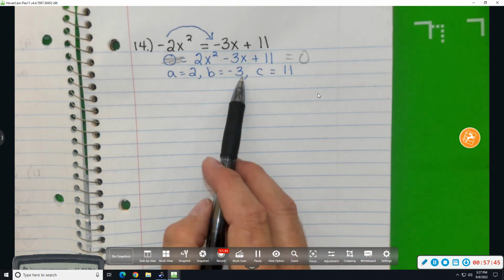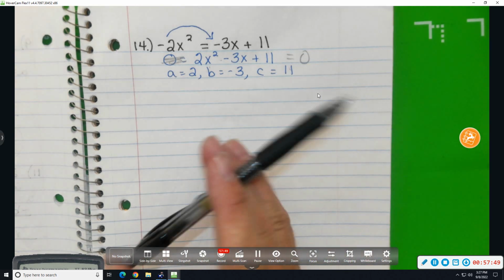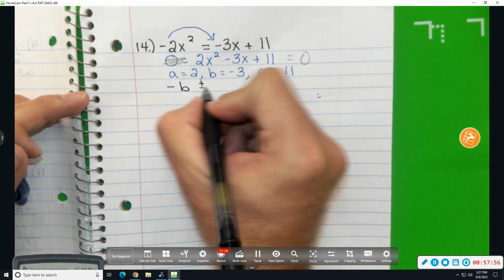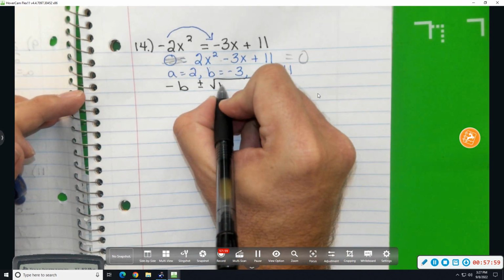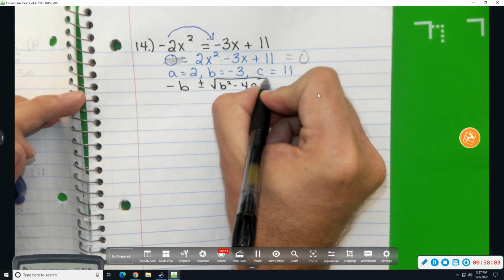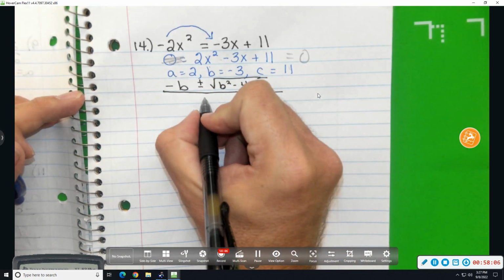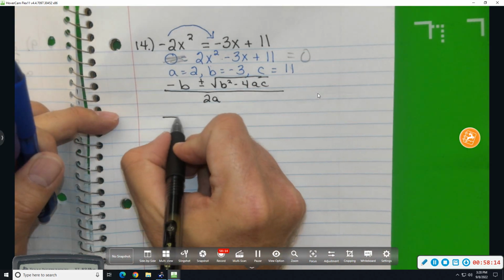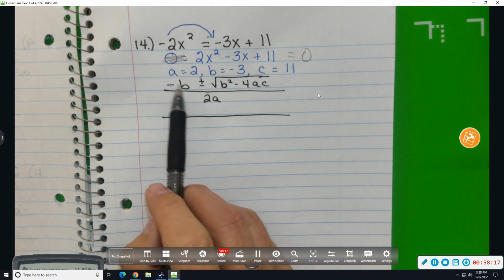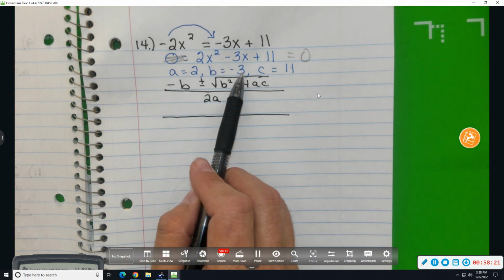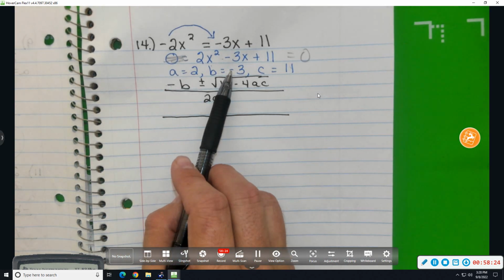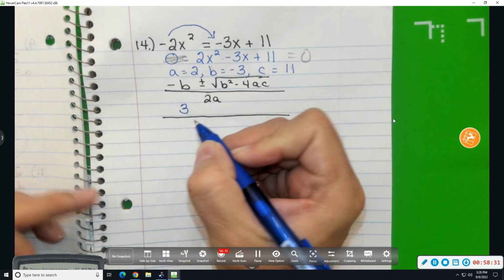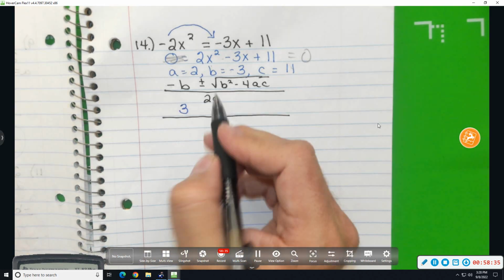Now, let me see. So I have A equals 2, B equals negative 3, C equals 11. That was the tricky part of this problem. Let me write down the quadratic formula. I bet at this point you're starting to sort of get it memorized. Okay. So let's see. Negative B. What am I going to write in place of negative B? It'd be negative 3. I always say the opposite of negative 3 is positive 3. And then plus minus.